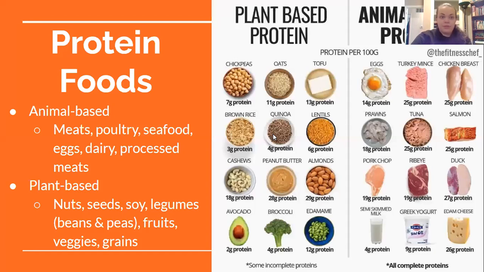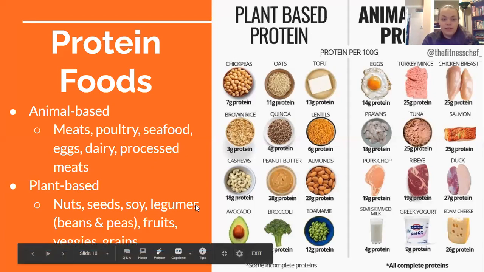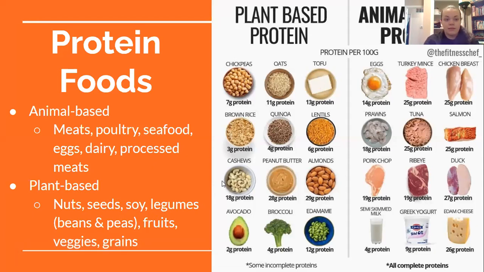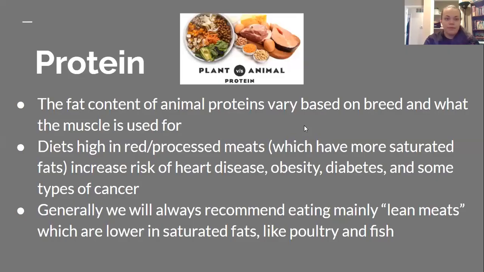There are different types of protein, not only meats, which is what we usually assume, but you can also have plant-based proteins. This is what vegetarians will get their proteins from. Nuts, seeds, soy, legumes like beans and peas, fruits, veggies, and whole grains are good sources of plant-based proteins. And then animal-based, you not only get your meats and poultry, seafood, but also eggs, dairy, and of course processed meats like sausage are other sources of animal-based proteins.